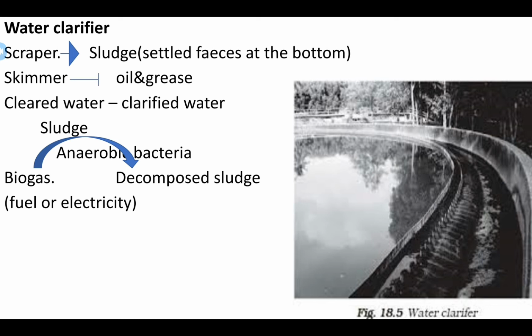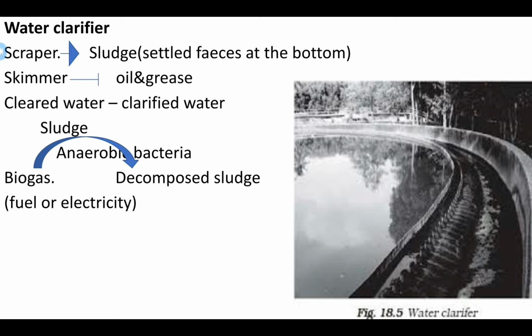One more, it produces biogas. So what is the name of that biogas? Methane. This biogas is used as fuel and to produce electricity. Fuel means we use it for lighting our gas stoves and lamps.